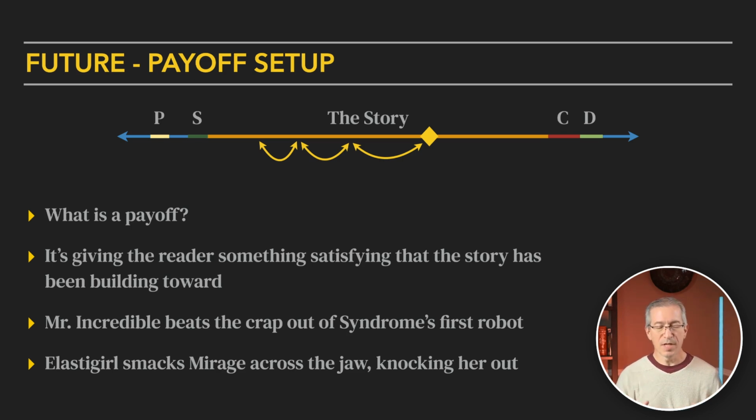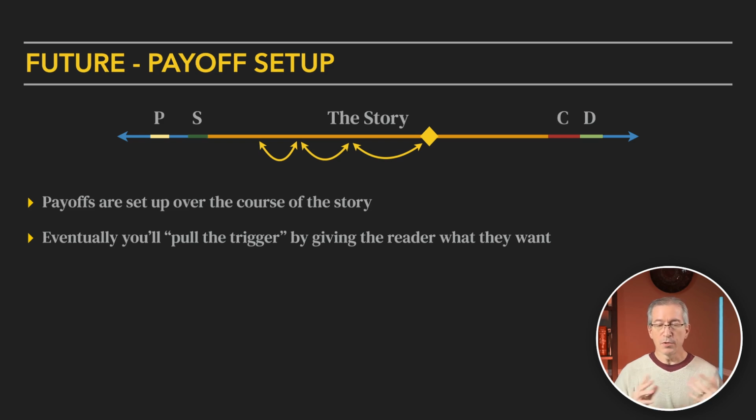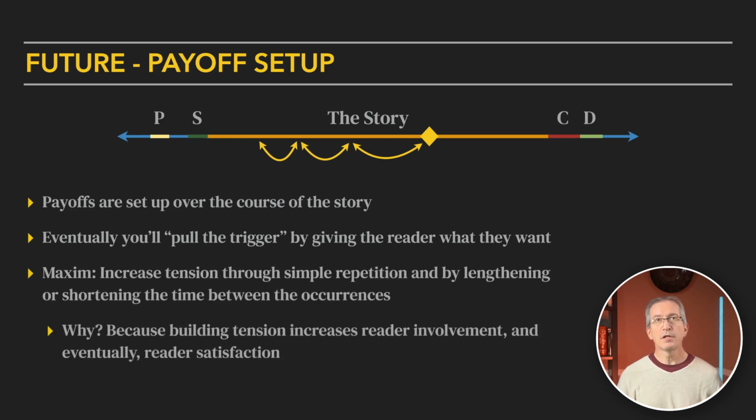And so one more example of a payoff. It's just that much more exciting for the reader if you can build it up a bit. Payoffs are set up over the course of the story. Eventually you're going to pull the trigger by giving the reader what they want. So the maxim here is increase tension through simple repetition and by lengthening or perhaps shortening the time between these occurrences. Why? Because building tension increases reader involvement and eventually reader satisfaction.